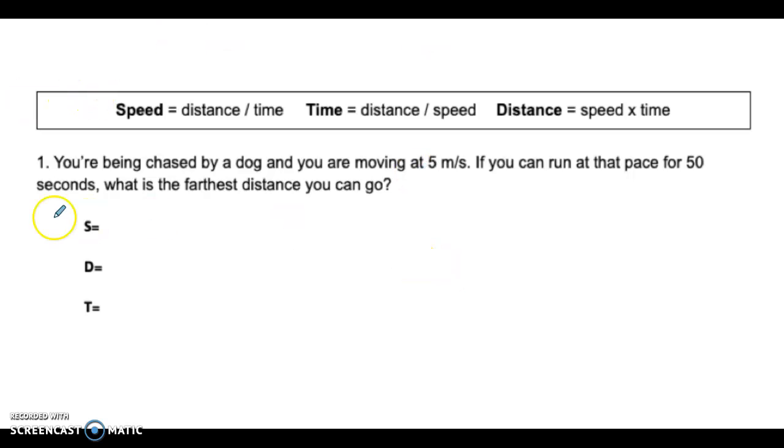If I look down here first, I have S, D, and T. This represents speed, distance, and time. I'm going to take the information from the problem and plug in where I can. The first one I see is 5 meters per second. Meters per second is a form of speed, just like miles per hour, feet per second. So I'm going to put 5 meters per second next to speed.